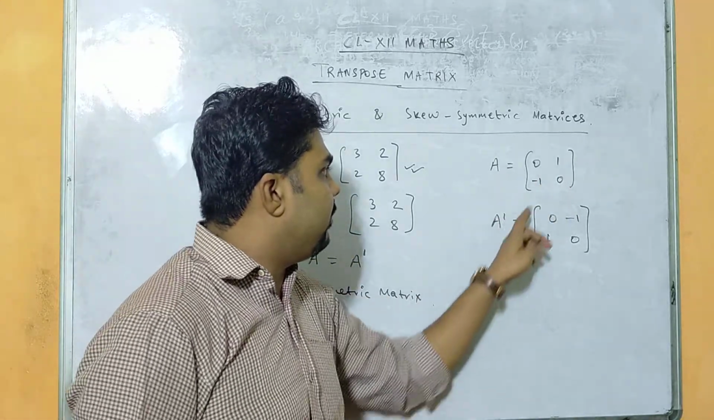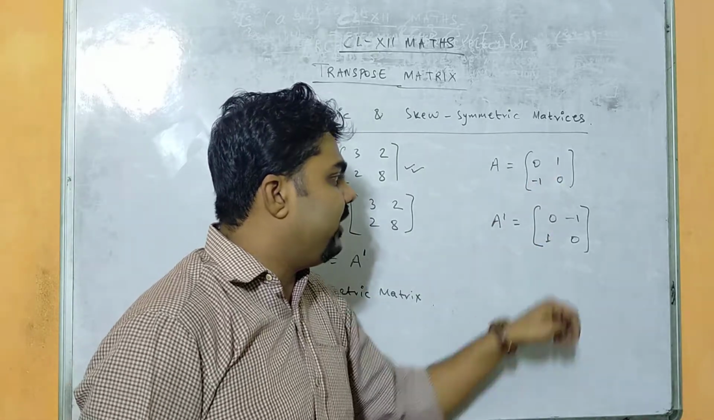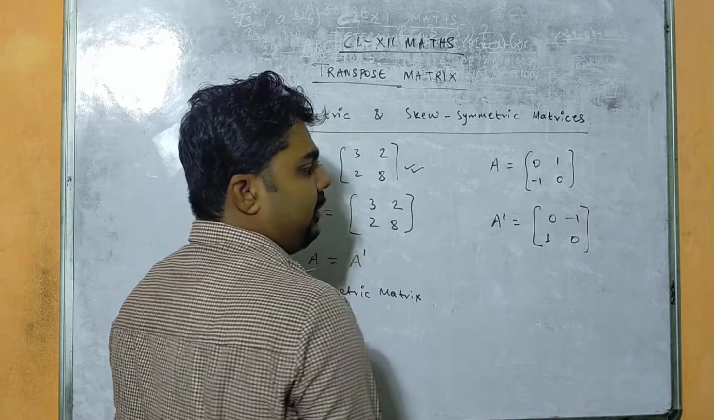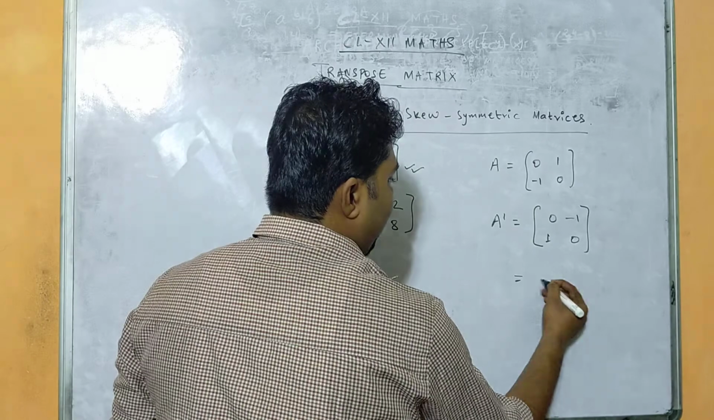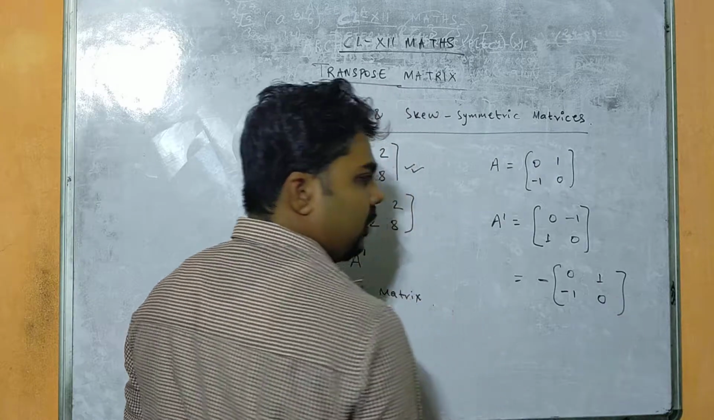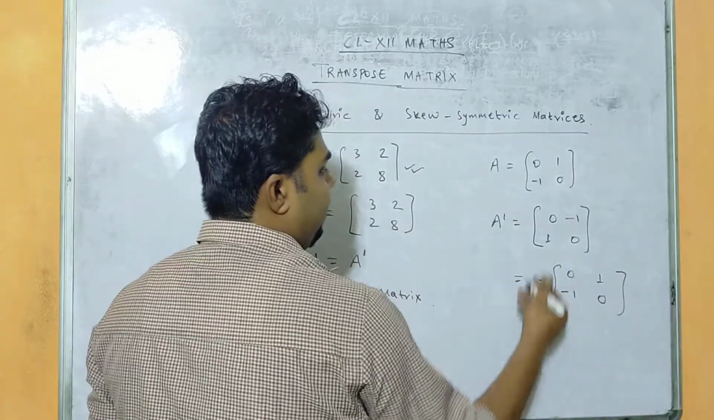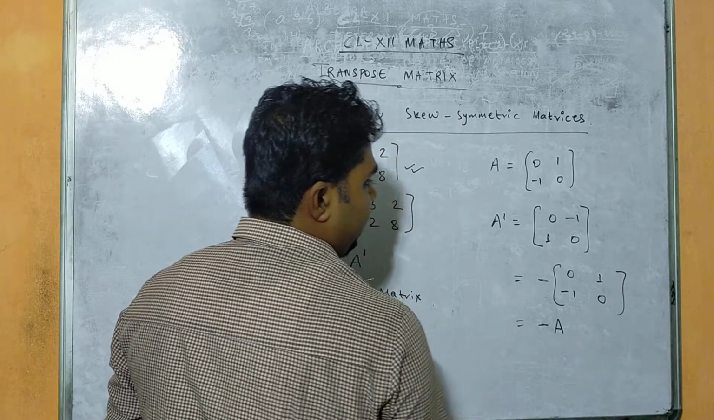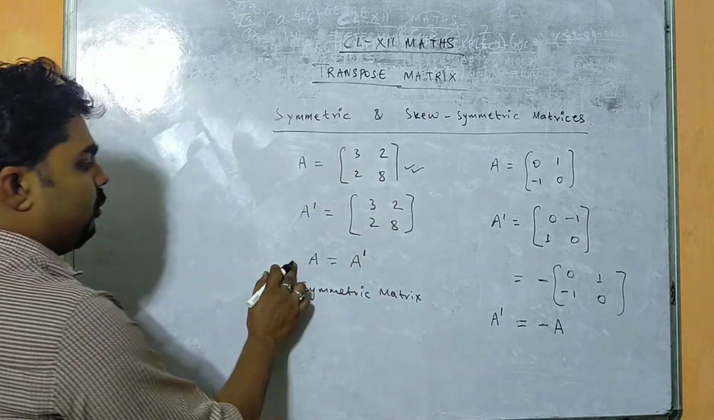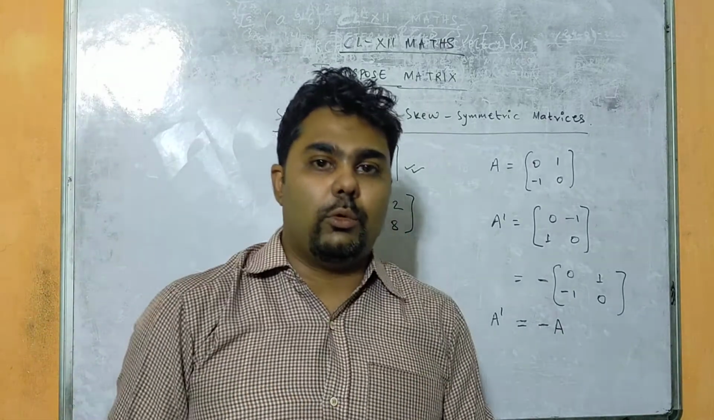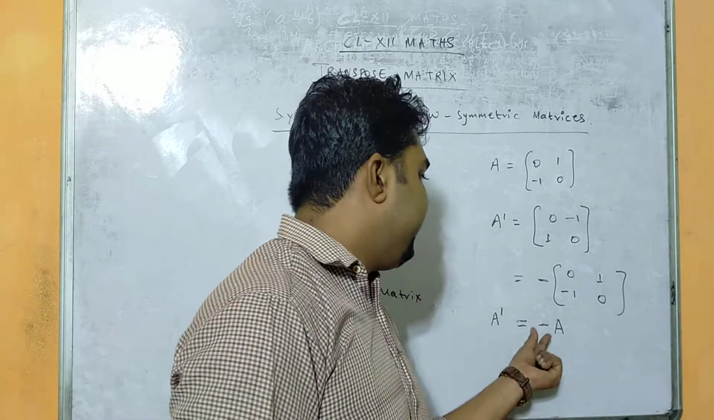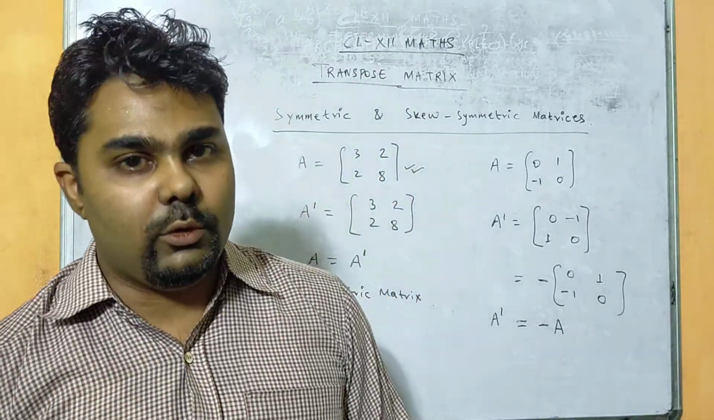Now if we transpose this matrix, rows and columns get interchanged. Here the diagonal elements are both 0, so they remain the same, but these two elements get interchanged. Now if we take minus common from this matrix, what we will get? We will get 0 1 minus 1 0, right? But what is this? It is matrix A, so this is minus A. So A transpose equals minus A, but earlier A transpose was equal to A. So if any matrix after transpose gives the same elements, then we say it is symmetric. But if after transpose you get the negative of the given matrix, then we say it is skew symmetric.